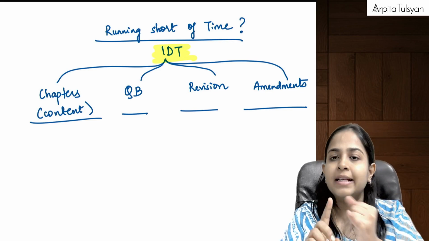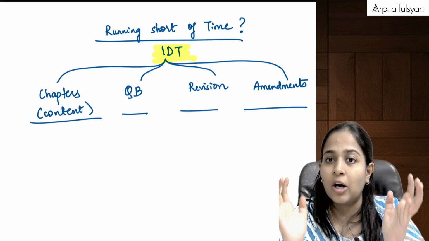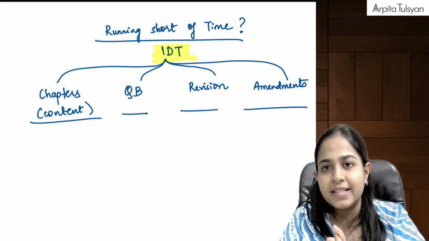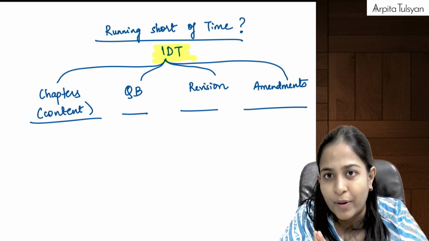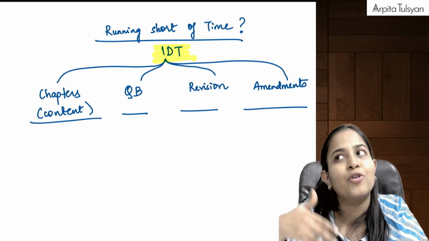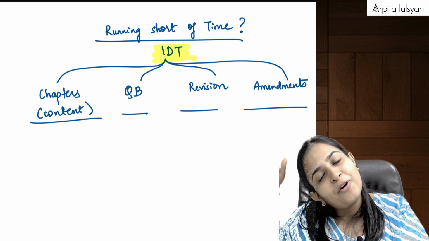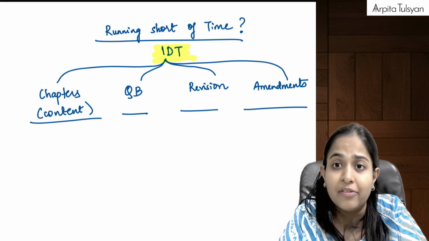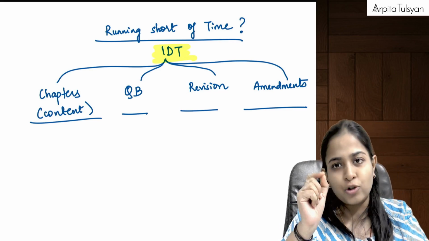First thing that you need to do is understand the content. You need to revise the entire content once. After revising the content, you would want to do the question bank. Third thing is, ma'am, then again we will need revision, because as and when we go ahead, we keep on forgetting what we did earlier, right? And the last thing is, ma'am, how do we deal with the amendments? Okay, so let's do one by one.